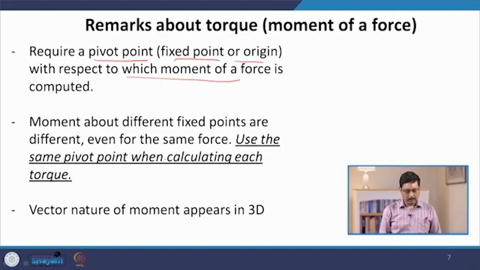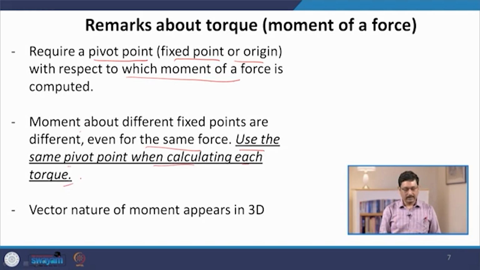The second point is that it follows from this first point that if you take different fixed points as your origin for calculating moment, or the pivot point, you will get different values of the moment even for the same force. So, this means that in a problem, if there are several forces, then you must use the same pivot point when calculating each torque. This is very important.